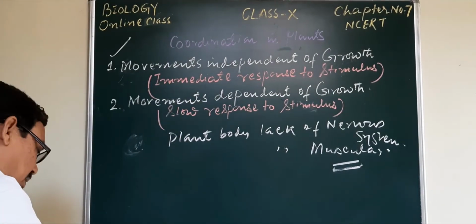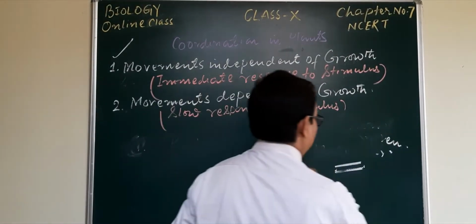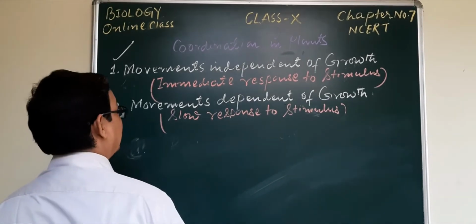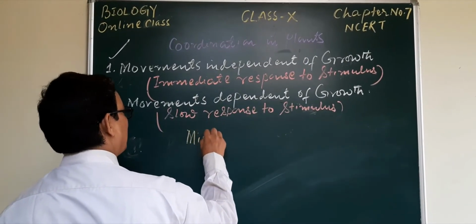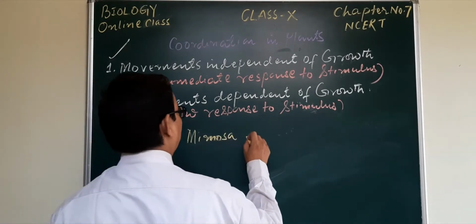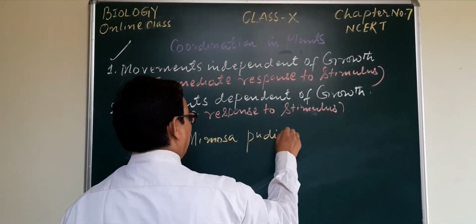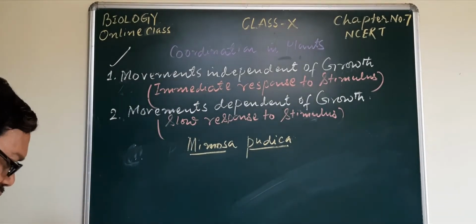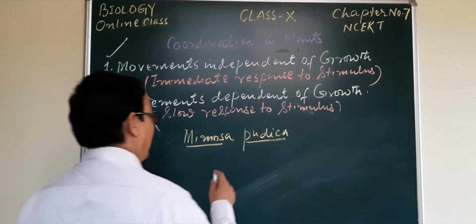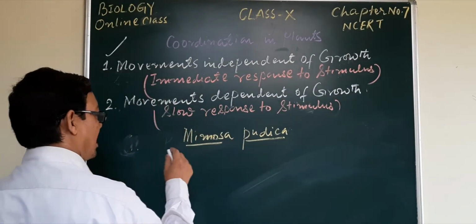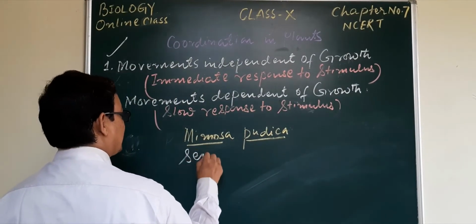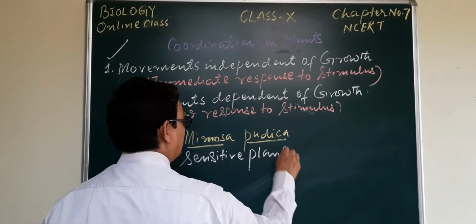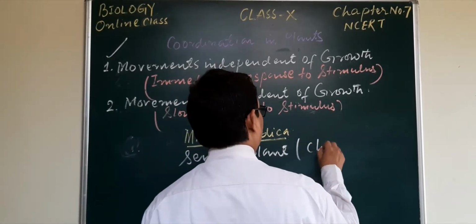Here the best example is a plant which is known as Mimosa pudica. In Hindi it is known as Chui Mui ka Pauda, or the sensitive plant.